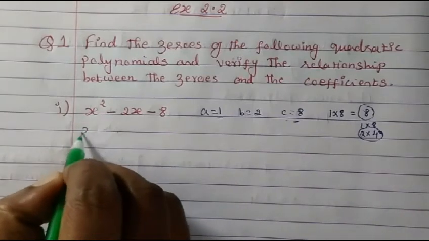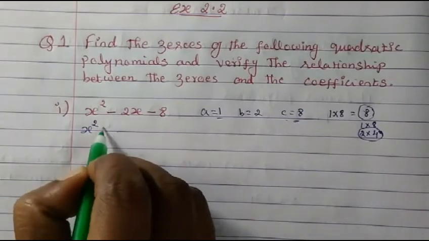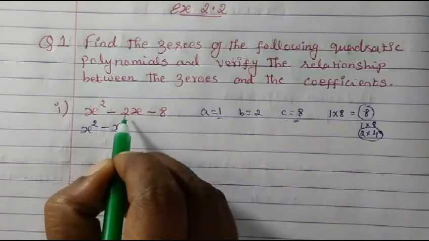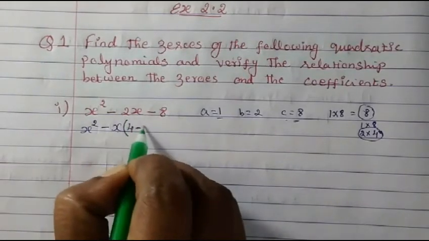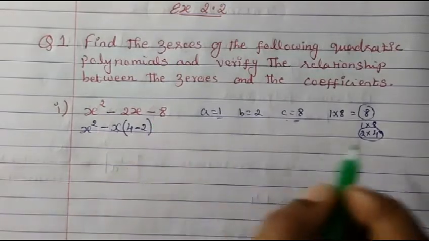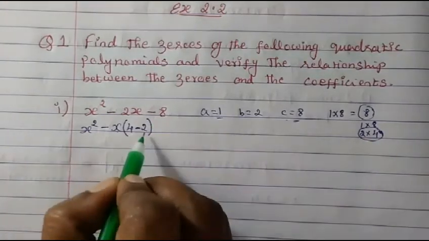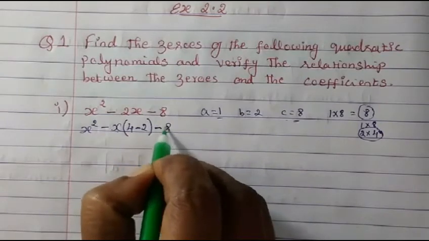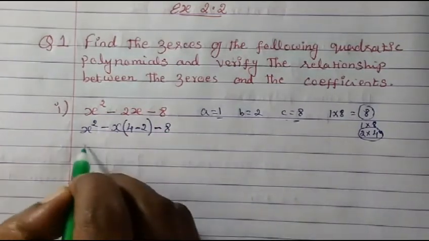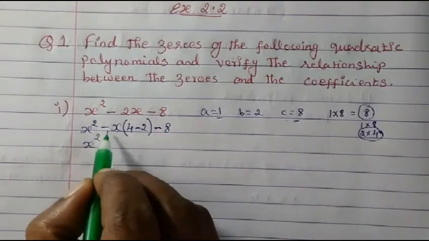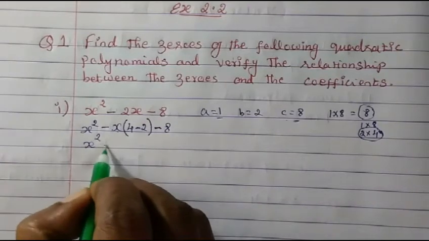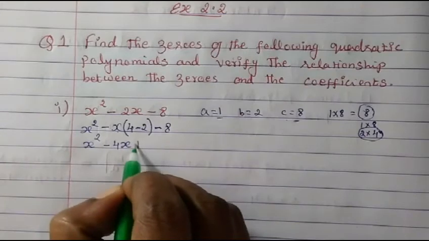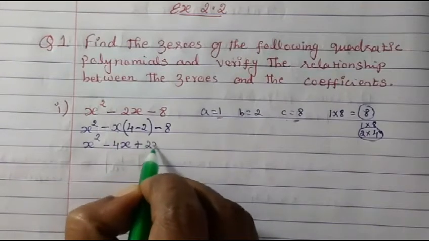So x square we write as it is. This minus we write as it is. X also we write as it is. Only instead of 2, we will write 4 minus 2, because this is the pair we have taken. So 4 minus 2 will give us 2. Now this minus as it is, and this 8 we write as it is. So now x square. Then minus x into 4 will give us minus 4x. Minus into minus will give us plus. X into 2 will give us 2x.